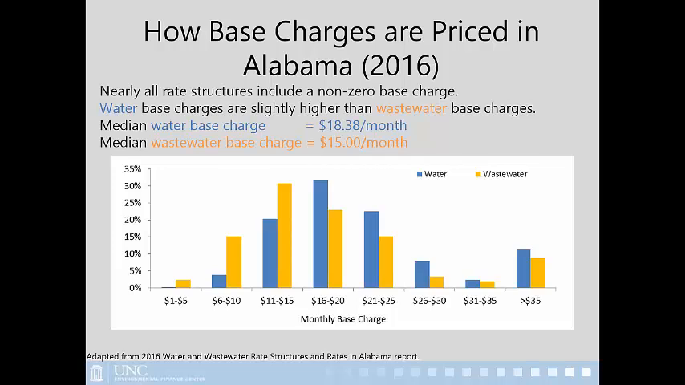The median base charge, so half the utilities in our sample of 450 utilities, was $18.38 per month or higher. And on the wastewater side, half the utilities were charging $15 or higher. You can see the distribution here. Some utilities were charging more than $35 a month for each service.